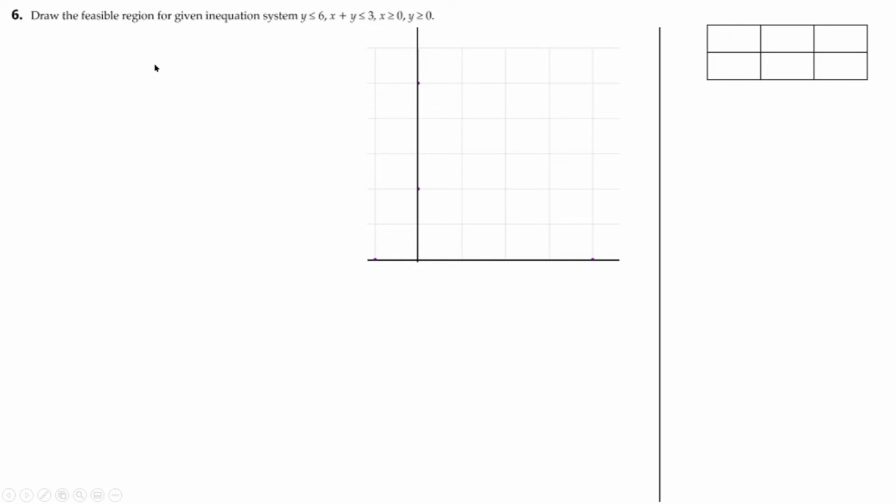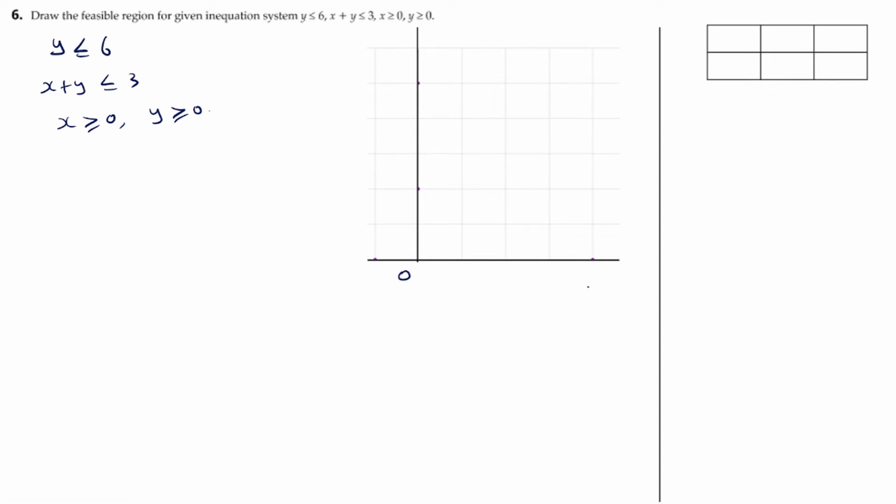Moving on to the next question. Draw the feasible region for the given inequation system. Y less than or equal to 6, x plus y less than or equal to 3, x greater than or equal to 0 and y greater than or equal to 0.